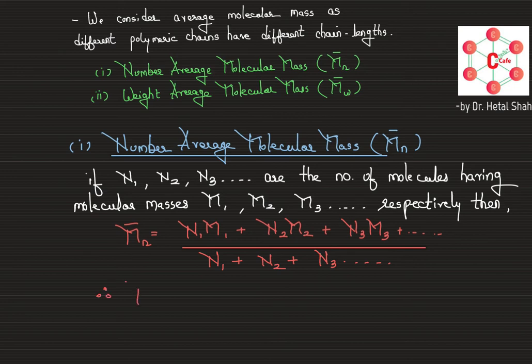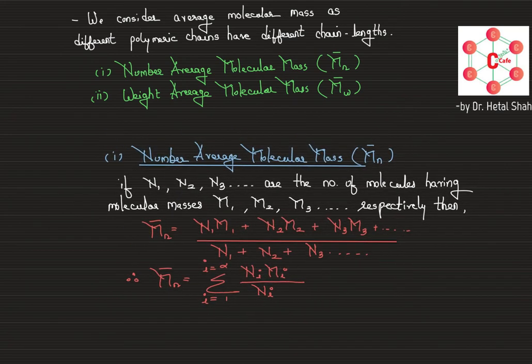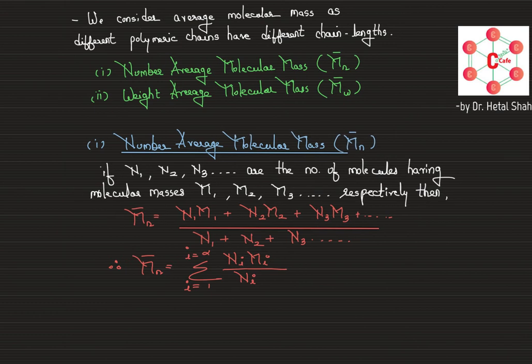Therefore we can write number average should be equal to sigma, summing up i equals 1 to i equals infinite, Ni Mi upon Ni. So ideally this is your number average molecular mass. They may even ask you to calculate the number average. Many a times they do this, so you have to exactly know how to calculate things, right? Okay, now we take up the next one, that's the weight average.